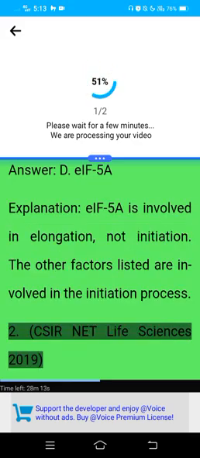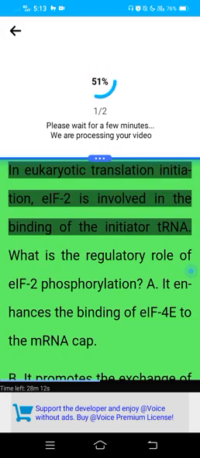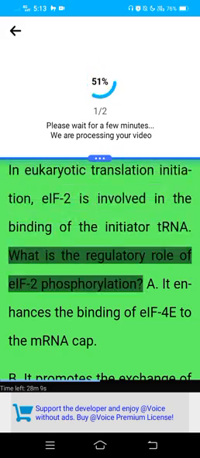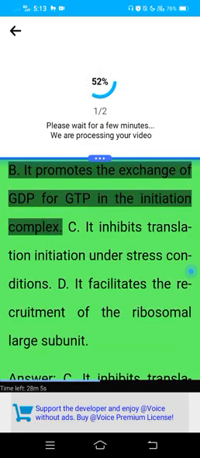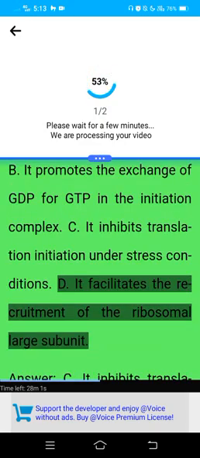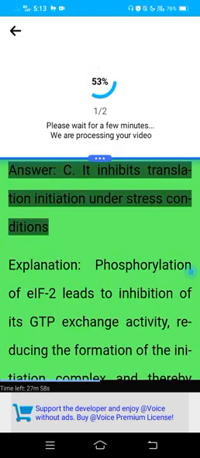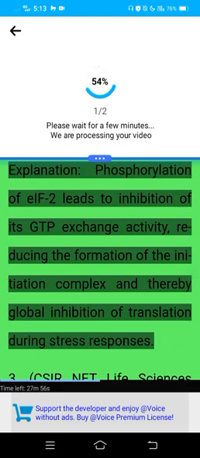2. CSIR NET Life Sciences 2019. In eukaryotic translation initiation, EIF2 is involved in the binding of the initiator tRNA. What is the regulatory role of EIF2 phosphorylation? A. It enhances the binding of EIF4E to the mRNA cap. B. It promotes the exchange of GDP for GTP in the initiation complex. C. It inhibits translation initiation under stress conditions. D. It facilitates the recruitment of the ribosomal large subunit. Answer: C. It inhibits translation initiation under stress conditions. Explanation: Phosphorylation of EIF2 leads to inhibition of its GTP exchange activity, reducing the formation of the initiation complex and thereby global inhibition of translation during stress responses.